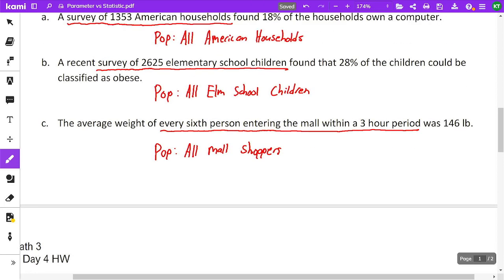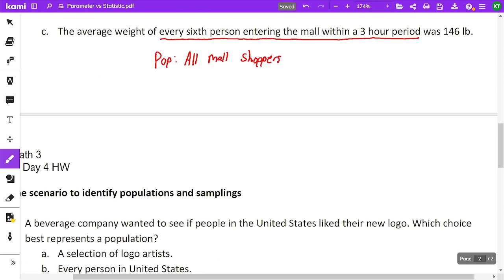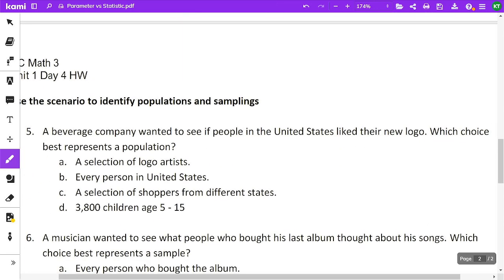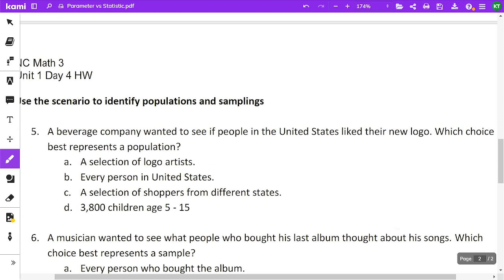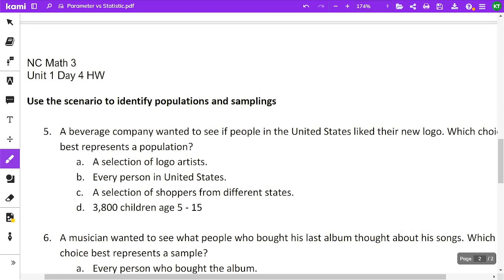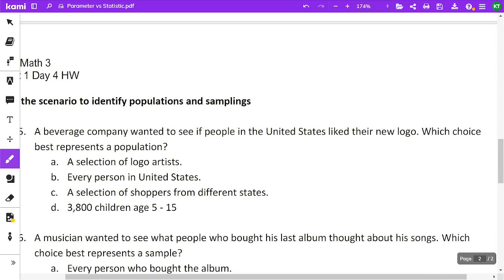Okay, so now let's move on to the back page here. So we're going to be identifying the given either population or sample. So it says a beverage company wanted to see if people in the United States like their new logo, which choice best represents a population.